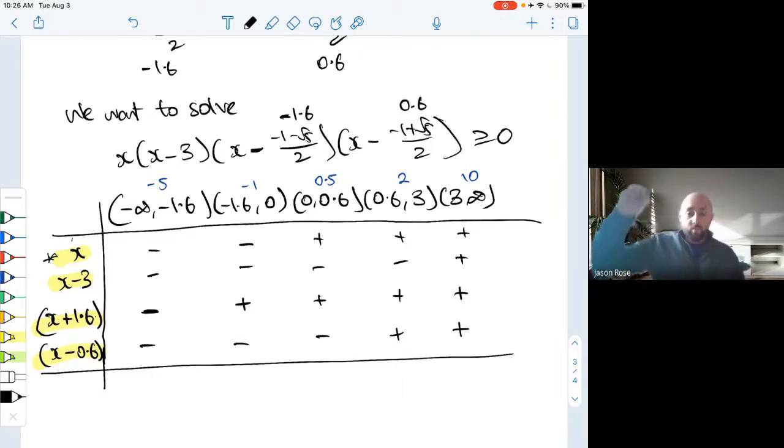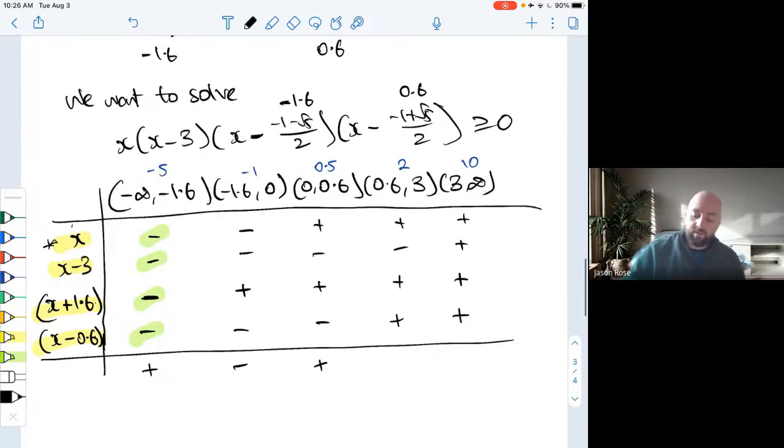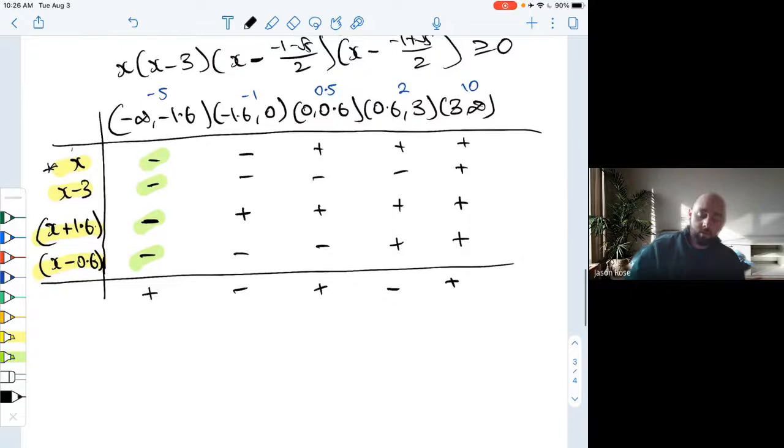And okay, now multiplying the signs of all those factors in the various regions, in the first one we have minus by minus by minus by minus. That will all multiply to give me a plus. The second one has 3 negatives, which multiplies to give me a negative. The last one has 2 negatives and 2 positives, which is going to multiply together to produce something positive, negative, and positive. So I'm ready to give the solution now.